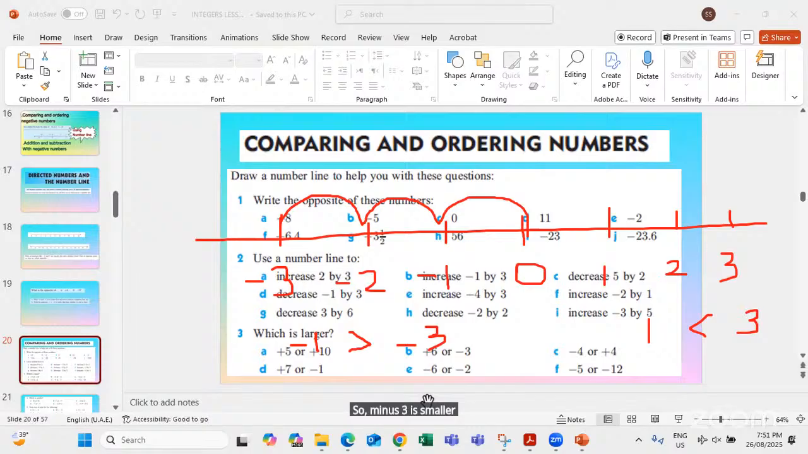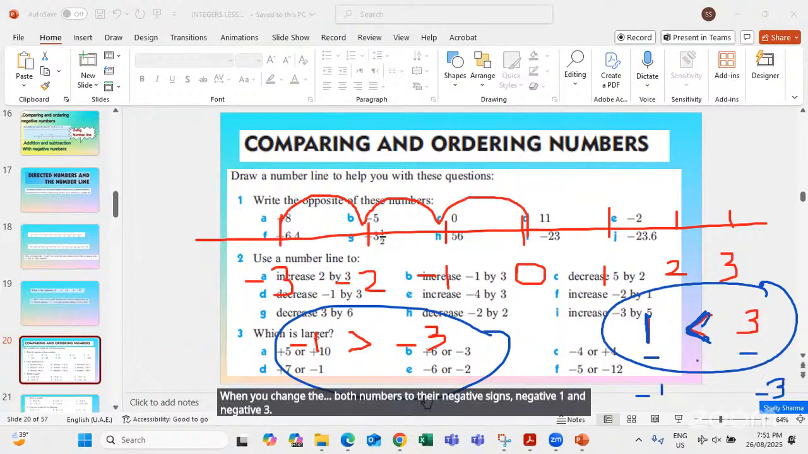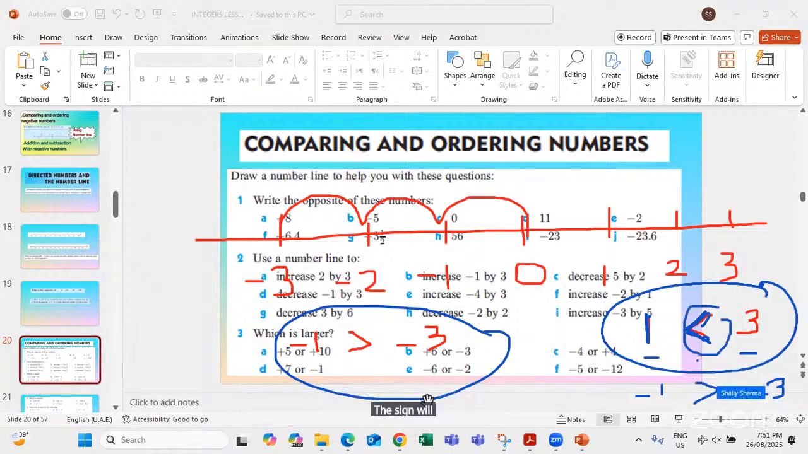So what do you observe here? This is a point of discussion. 1 is less than 3, but minus 1 is greater than minus 3. So what can we conclude here? If we know both the numbers are positive, and if we can establish a relation between them of greater than or smaller than, when you change both numbers to their negative signs, negative 1 and negative 3, the sign will be changed. Or you can just use the number line.